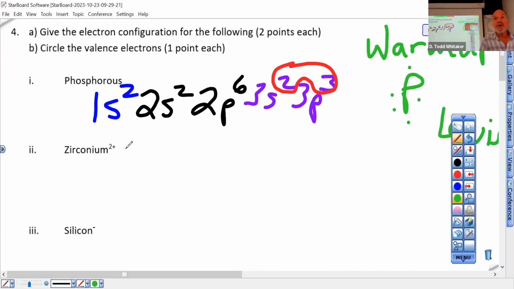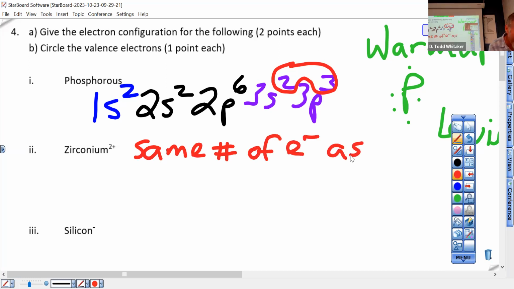Zirconium 2 plus has 2 fewer electrons than the atom on the periodic table. Well, how do I know that? It says 2 plus. So same number of electrons as what atom? The atom that has 2 fewer than zirconium. Is it Ni? No, it's zinc. And when you're in doubt, you better verify. If you're not sure which Z gives you zirconium, they are written on your periodic table.